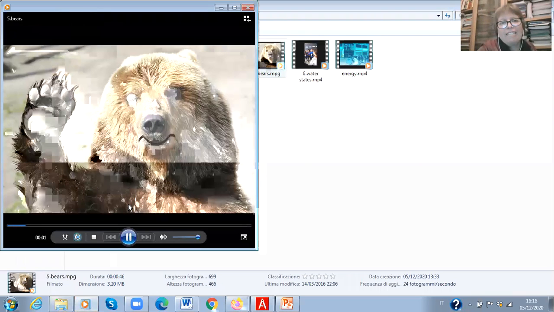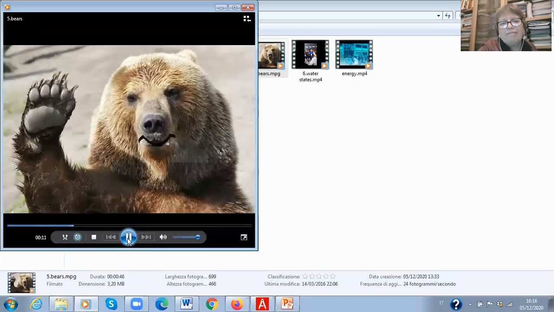Brown bears are large mammals. They live in cool mountain forests in North America, Europe, and Asia. They live in caves in winter.